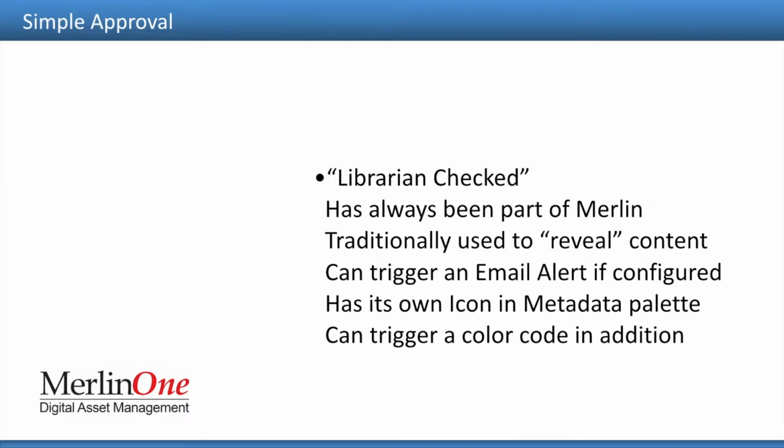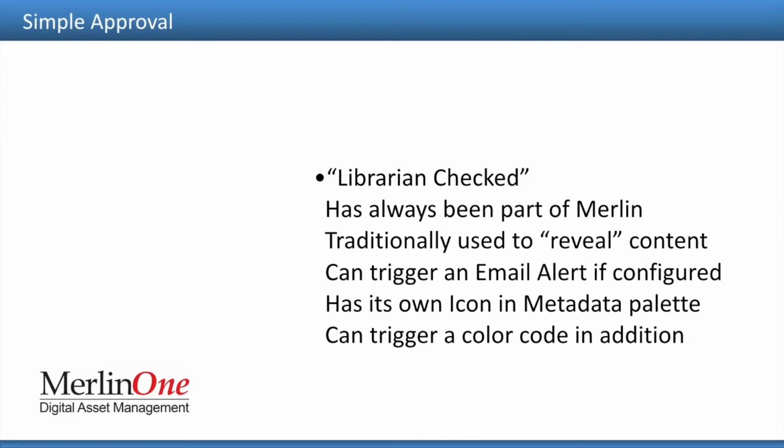So for the simple approval process, we used to call this librarian checked, and it's still referred to that internally in the Merlin application. It's always been a part of Merlin as far back as I can remember. And it's a traditional way to reveal content to specified users. So think about it this way, that you have content coming in from all these different places, and you want to do a quick review on that content before you make it available to your broader audience.